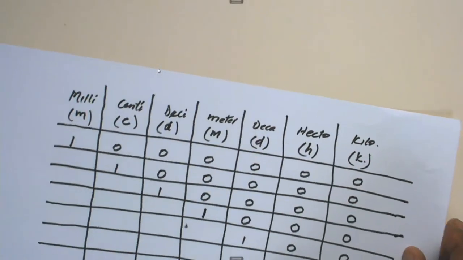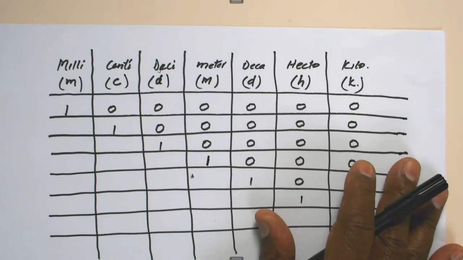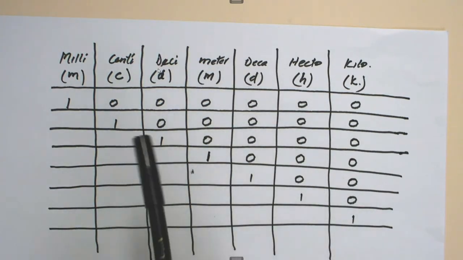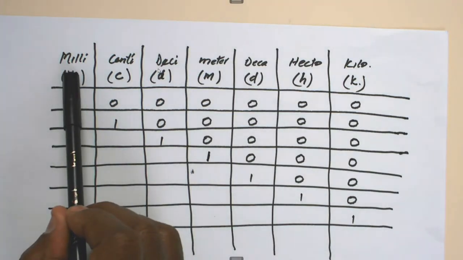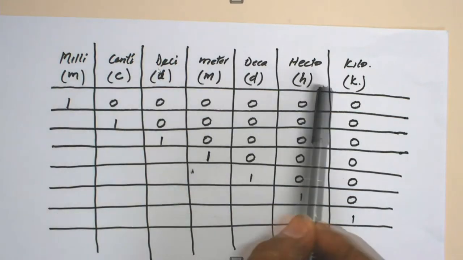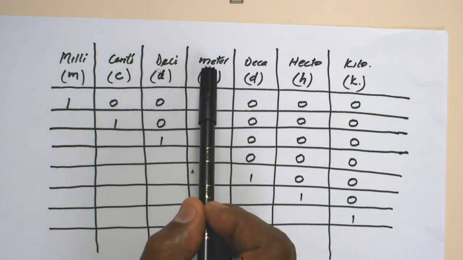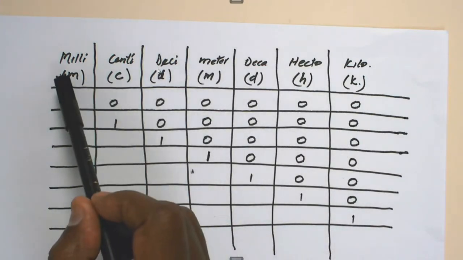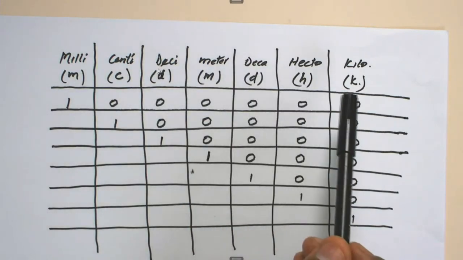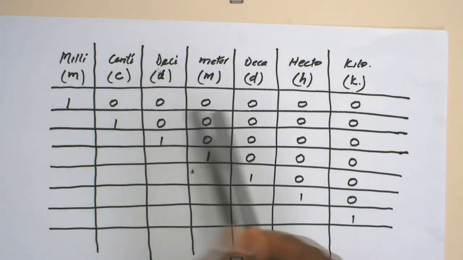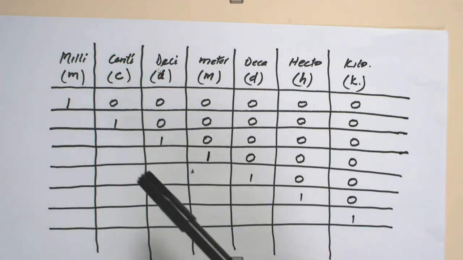So as for conversions, I've come up with this kind of a table that perhaps can help us to do our conversions. As you can see here, we have the units milli, centi, deci, meter, deca, hecto, and kilo. So this can stand for millimeters, centimeters, decimeters, meters, decameters, hectometers, or kilometers. They can also stand for milligram, centigram, decigram, and so on and so forth, or kilogram. So these are just the basic units that can help us to deal with the various conversions that we can come across in our calculations.